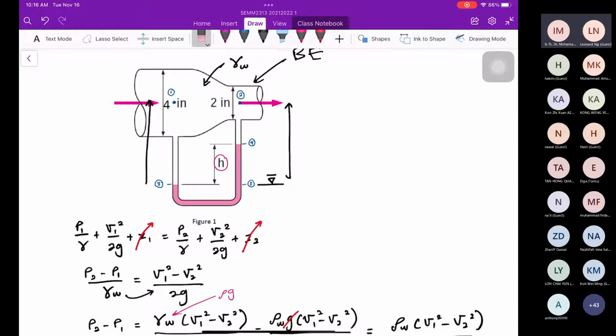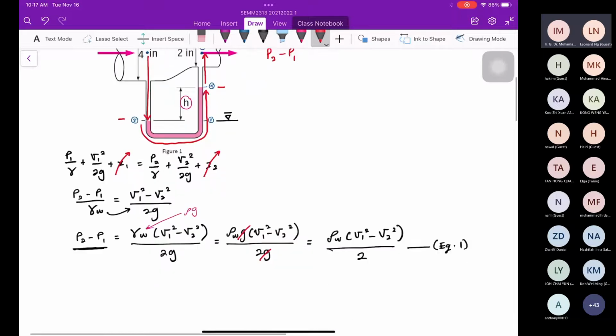So now we are considering point 1 and point 2. From the manometer, I want to have the relationship of P2 minus P1. Now this is 4, this is 3, so I should extend further. My calculation now starts from 1, goes to 3, 3 goes to 4, and 4 goes to 2.